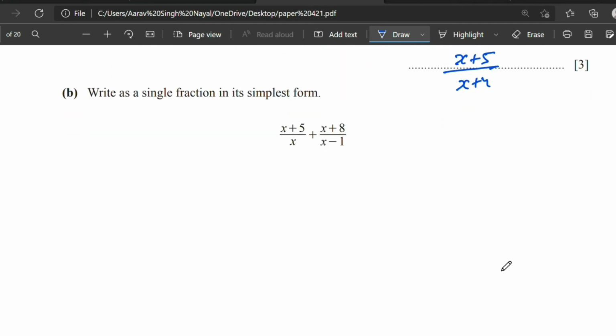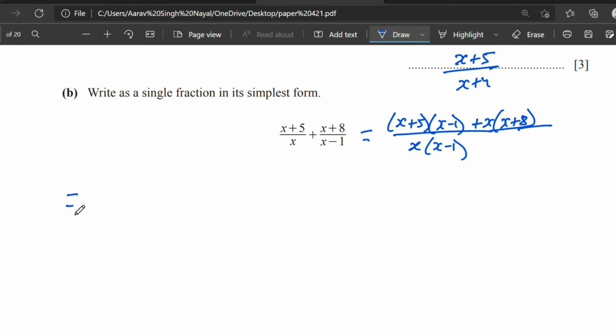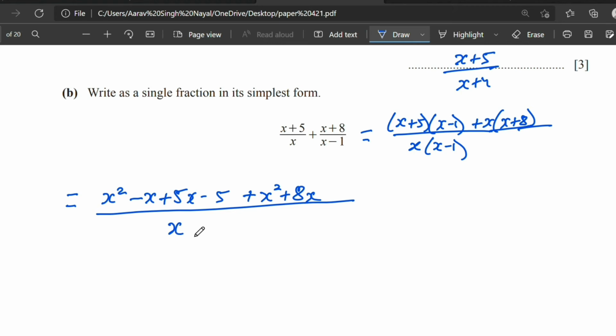B part. Write the single fraction in its simplest form. So let's start by taking the LCM. That will be x into x minus 1. So now this will be x plus 5 times x minus 1 plus x of x plus 8. Now expanding this, expanding the bracket first, x square minus x plus 5x minus 5 plus x square plus 8x. This upon x into x minus 1.